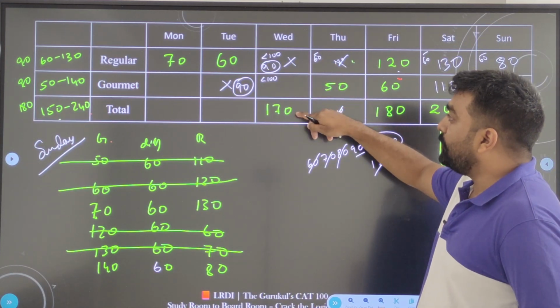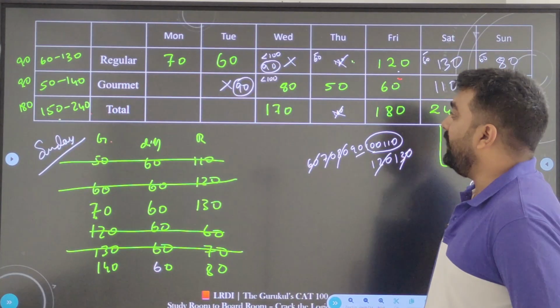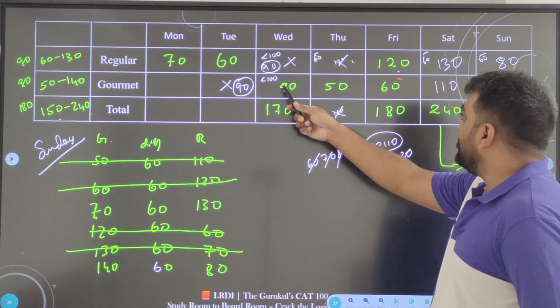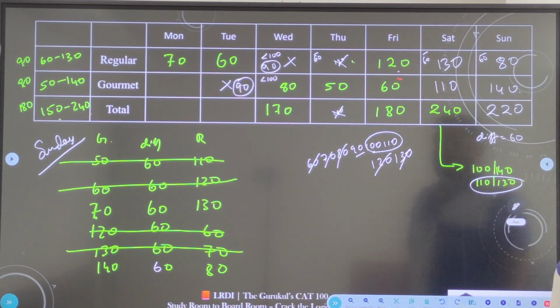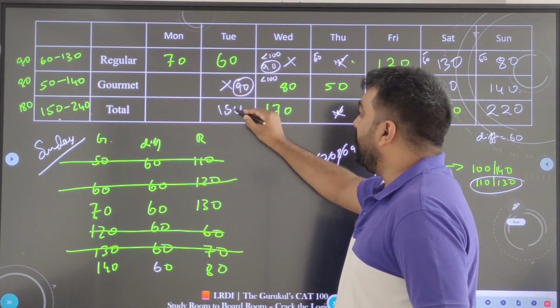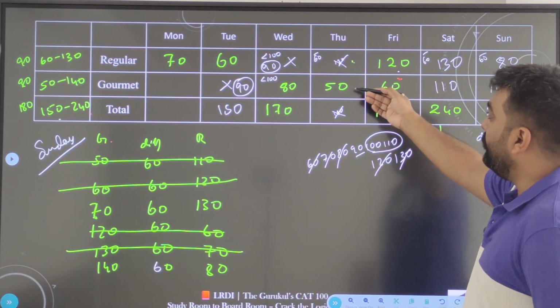Sum of these two equal to 170. 90 plus what will be 170? 90 plus 80 will be 170. Okay, now observe, 90 is the median. There are three values which are less than 90. Everything is going good. 60 plus 90, this will be 150. Going good till now. And this value we don't know.